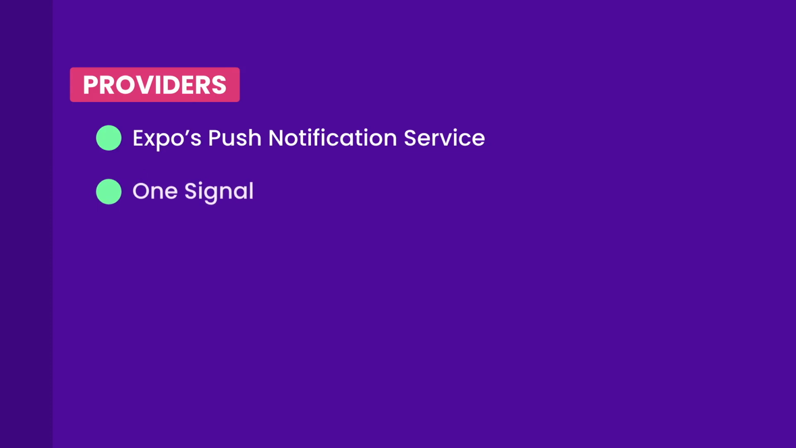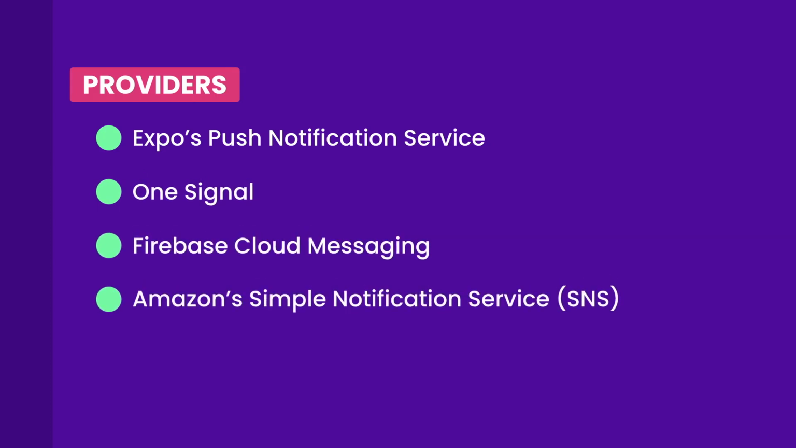When it comes to sending push notifications, we have a few options. We have Expo's push notification service, which is the best and simplest solution for Expo applications because it hides all the complexity from us so we can send and receive notifications in just a few minutes. It works in both managed and bare React Native projects and is free at the time of recording this. The other options are OneSignal, Firebase Cloud Messaging, and Amazon Simple Notification Service.